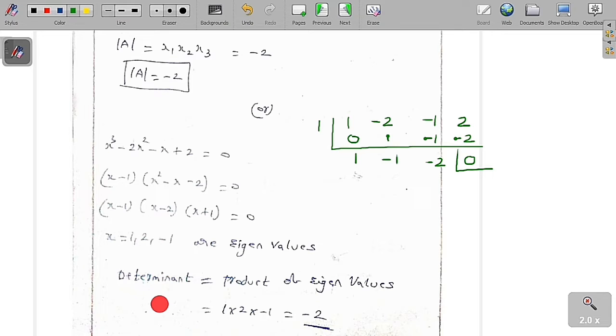Then we have to find the determinant of the matrix, which is equal to the product of the eigenvalues. We know each and every eigenvalue, so just do the product of all of them. So 1 into 2 into minus 1 is nothing but minus 2. So you can solve by either of these two methods, you are going to get the same result.